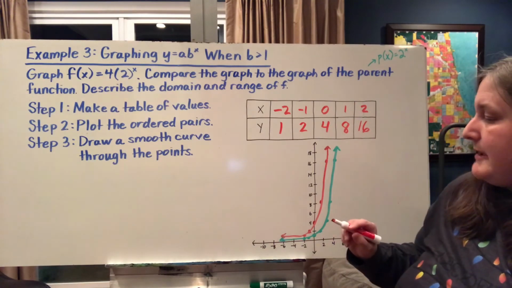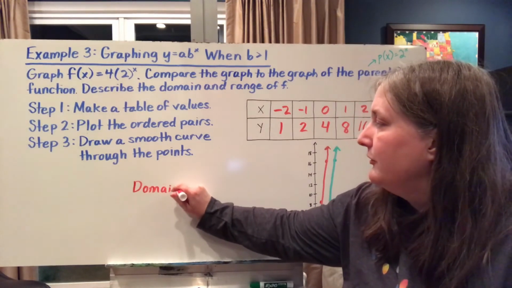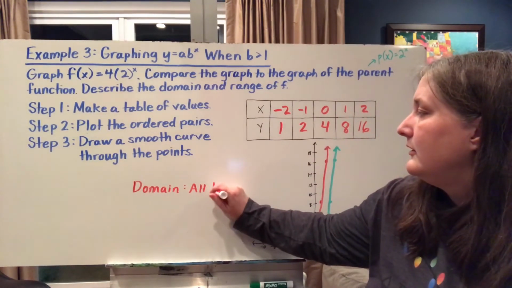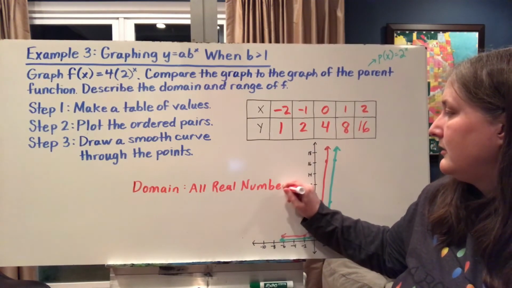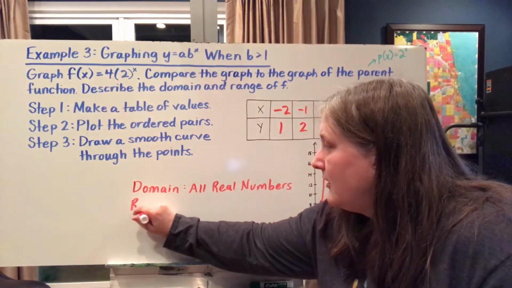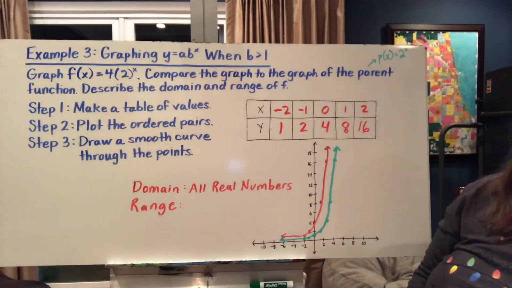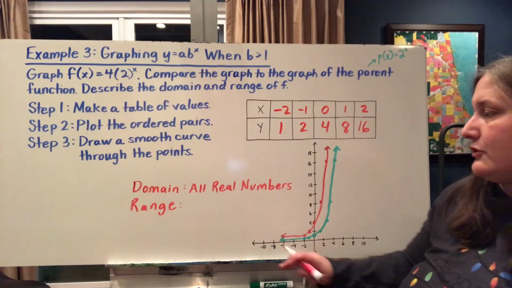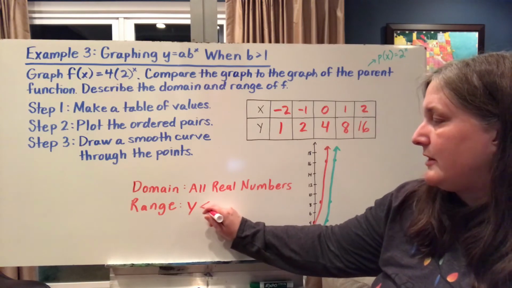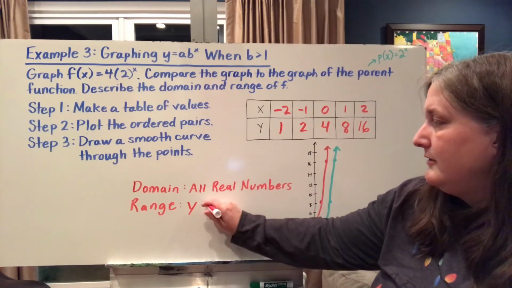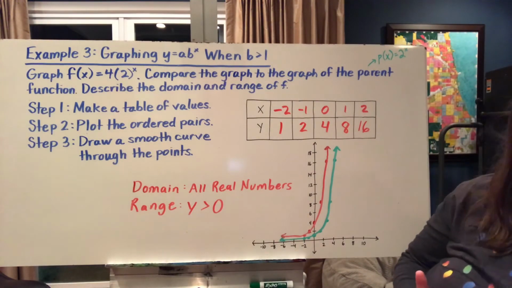When I'm looking at the domain for my f of x problem, the domain is going to be all real numbers. But the range is going to have some limits. In this case, our range is going to get close to, but never cross the 0 line. So the y values have to be greater than 0, because they're all going to be above the x-axis.